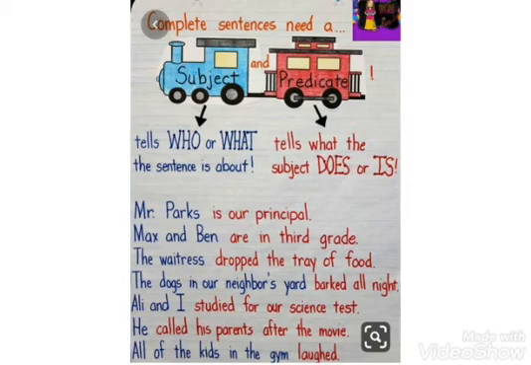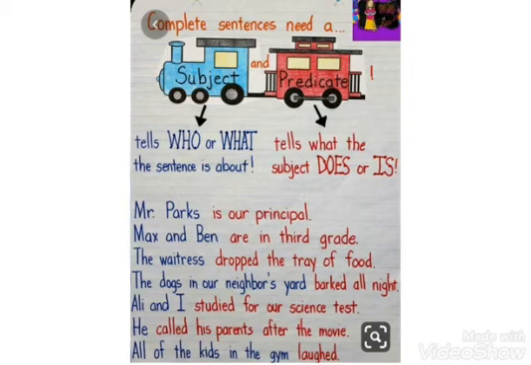Who did he call after the movie? His parents. So, called his parents after the movie is the predicate. And who is the doer of the action? Who answers? Who is being spoken about? It's he. So, he is the subject.